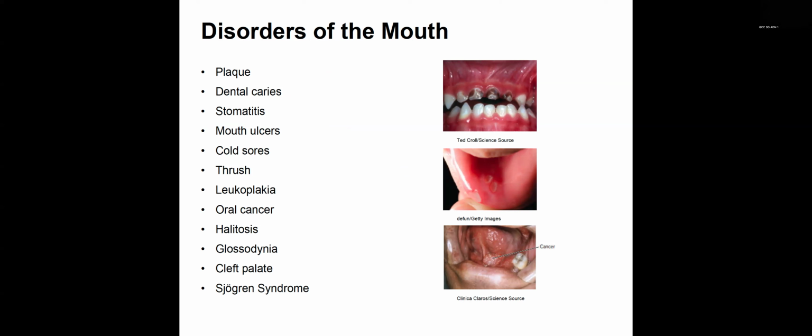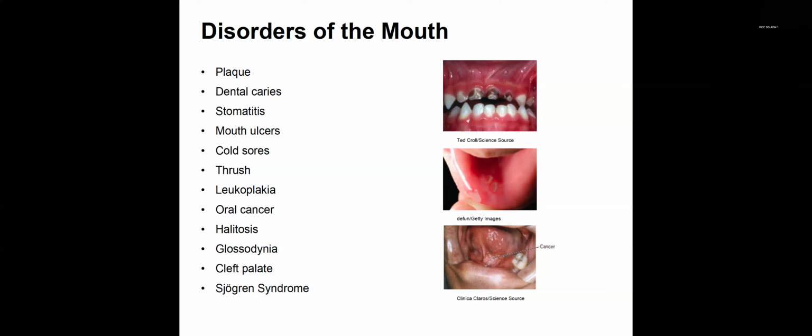Here are disorders of the mouth. So I'm going to go through these. So you have plaque, a sticky bacterial film on teeth leading to decay and gum disease. Dental caries, cavities, tooth decay, is caused by bacterial acids eroding the enamel. Stomatitis, inflammation of the mouth lining causing pain and redness. Cold sores, these are fluid-filled blisters around the lips, usually caused by herpes simplex 1, HSV-1. Thrush, a fungal infection due to Candida.